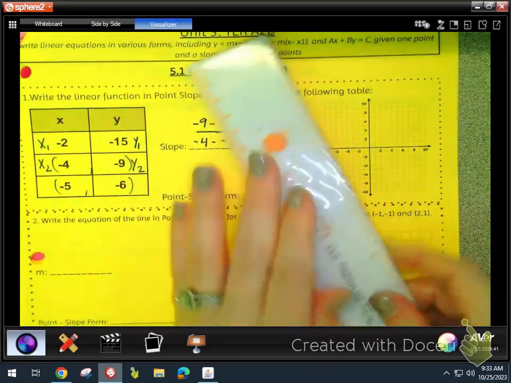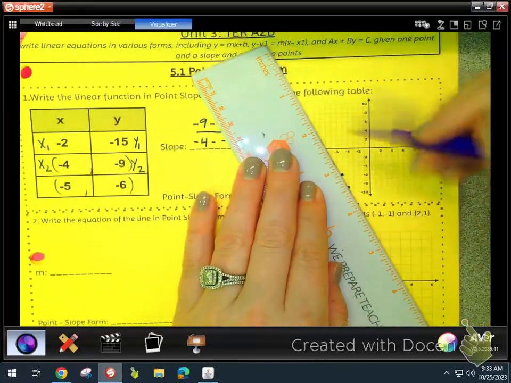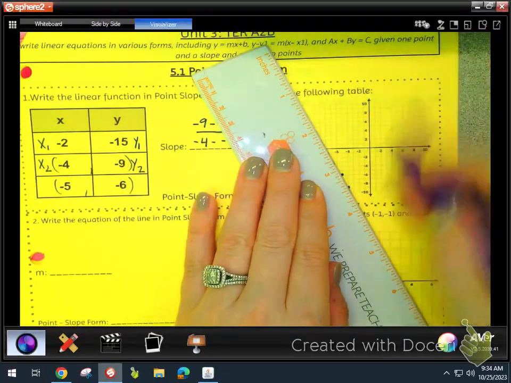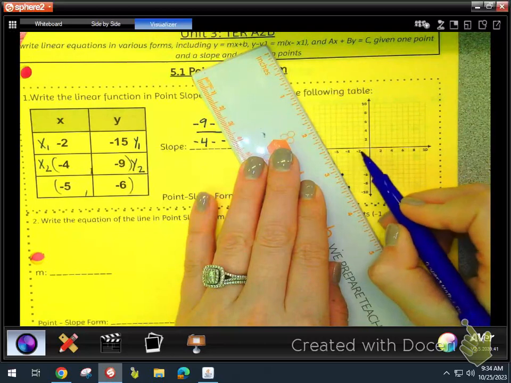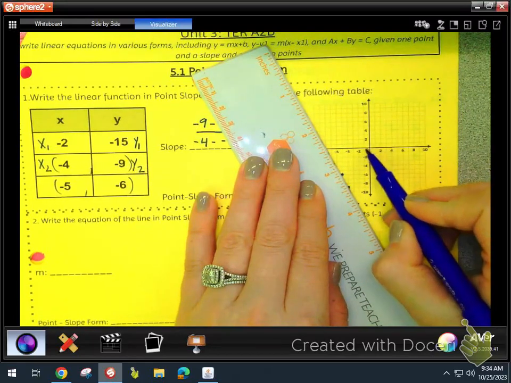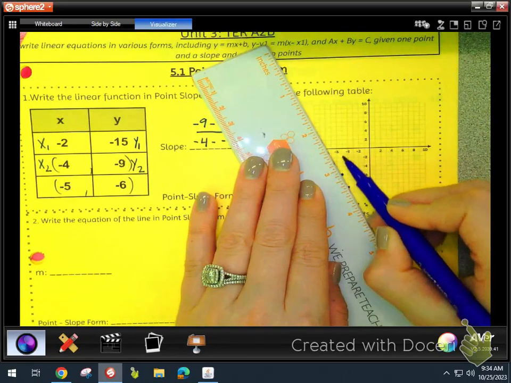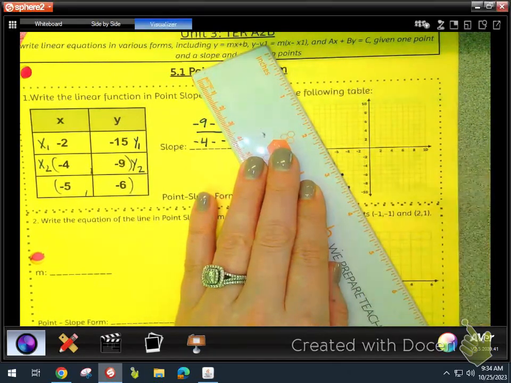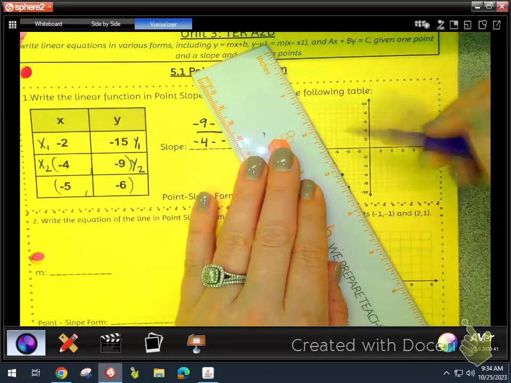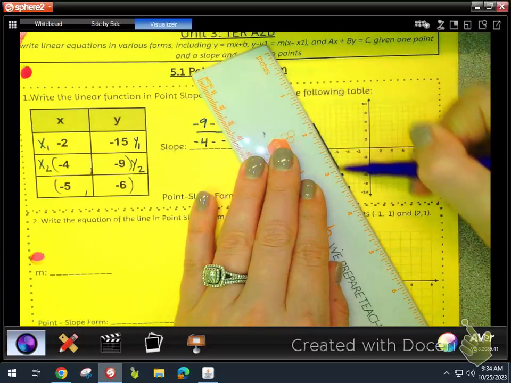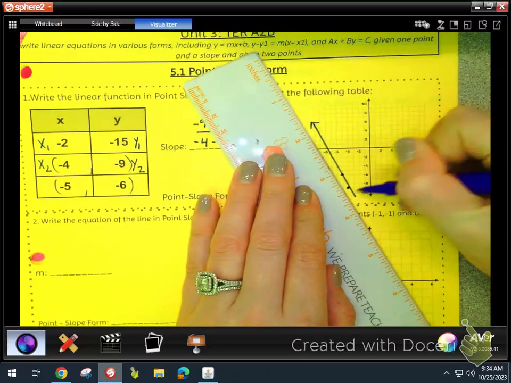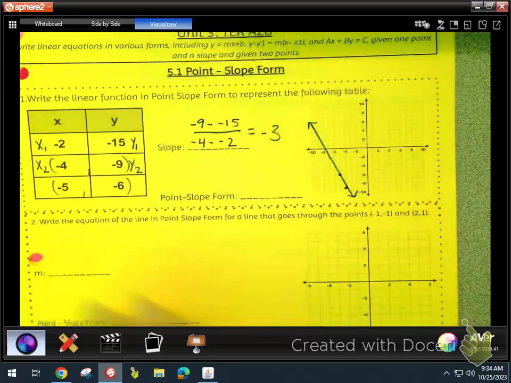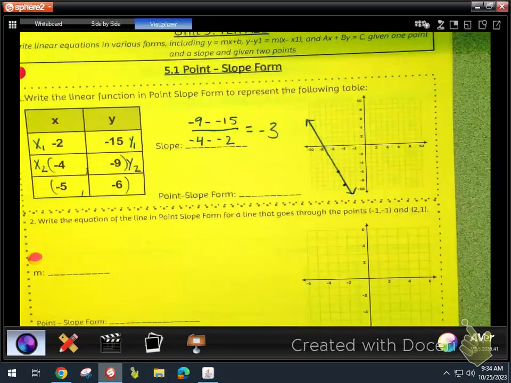And then get your rulers and connect your lines. The graph has grid marks in between, so this is 1, 2, 3, 4. -5 is right here. And then you go down 6 on the y. Okay? Does it make sense that this slope is negative? Yes. Which way is the line going, left to right?